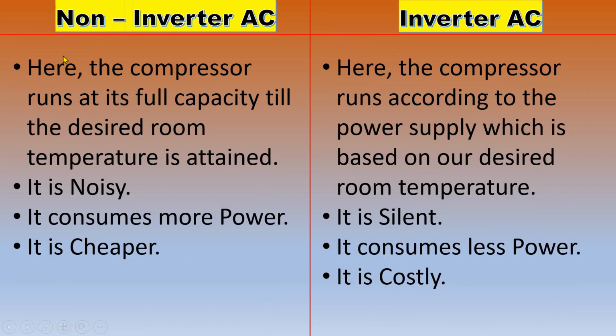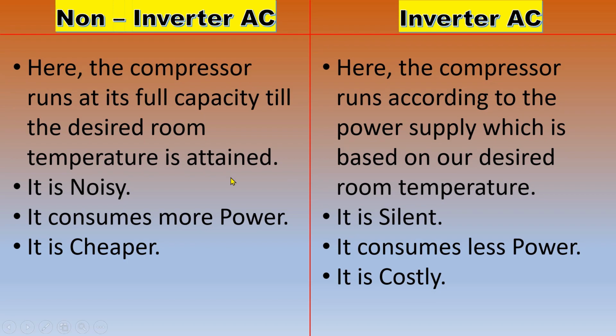At first we'll talk about non-inverter AC. Here the compressor runs at its full capacity till the desired room temperature is attained. As we already saw, in a non-inverter AC, the room temperature is maintained by the compressor switching on and off according to the room temperature. But if we talk about inverter AC, here the compressor runs according to the power supply which is based on our desired room temperature. Here the compressor will remain continuously on, but only the required power will be supplied to the compressor. So the compressor does not run at its full capacity till it is kept at the lowest temperature.